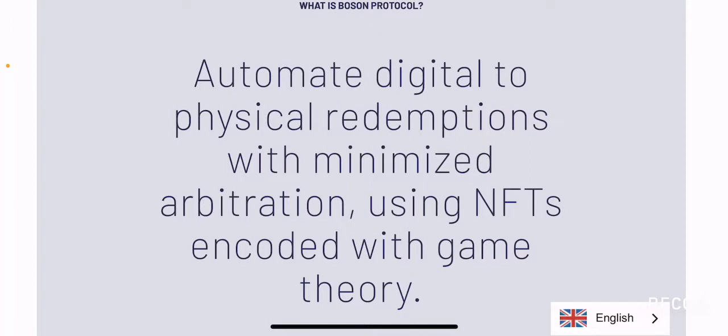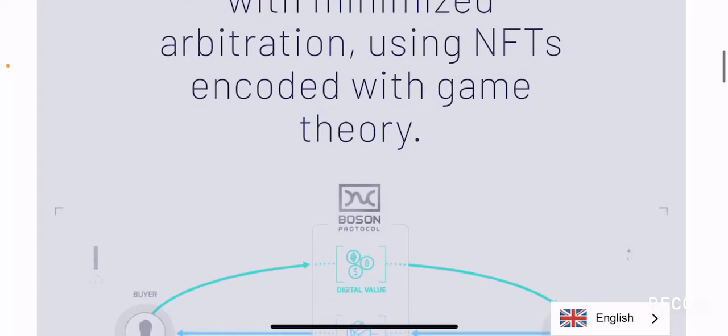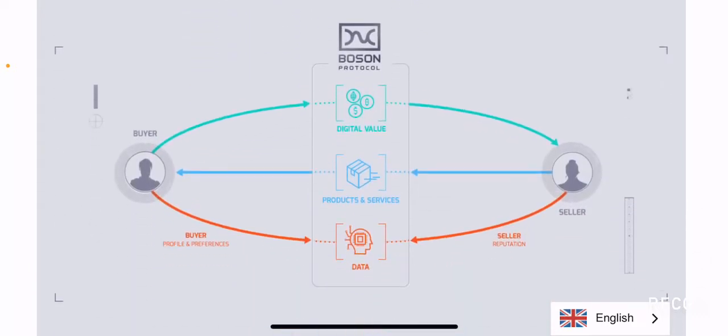But Boson Protocol aims to automate this process from a digital to physical redemption of NFTs or tokens, right? With minimized arbitration. So you won't have to worry about any form of arbitration; the arbitration for any of your NFTs or collectibles that you're applying to get physical redemption for will be very little. And this is based on NFTs encoded with their game theory, right? They're using NFTs as a means by which they make this automated, and that's a very interesting value proposition. If you don't really understand that, it's a complicated concept. I totally understand, but bear with me, we will go through this together, right?